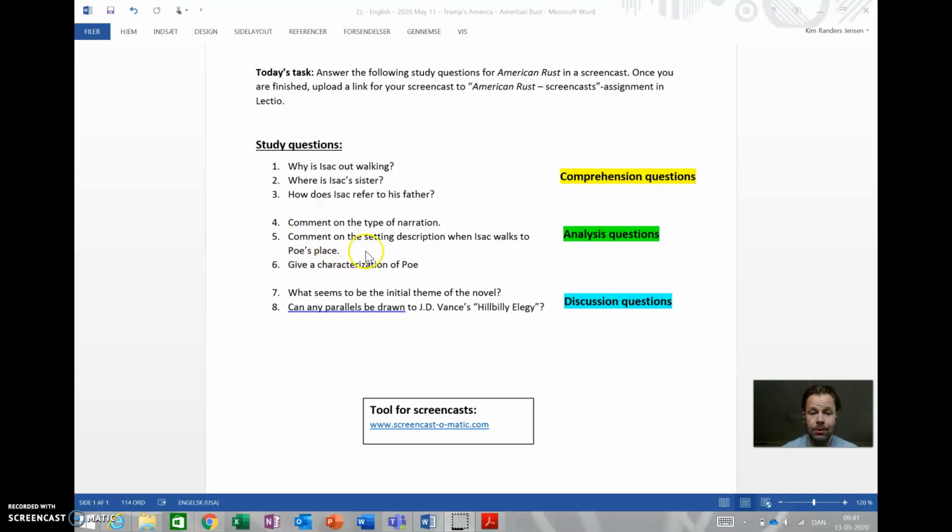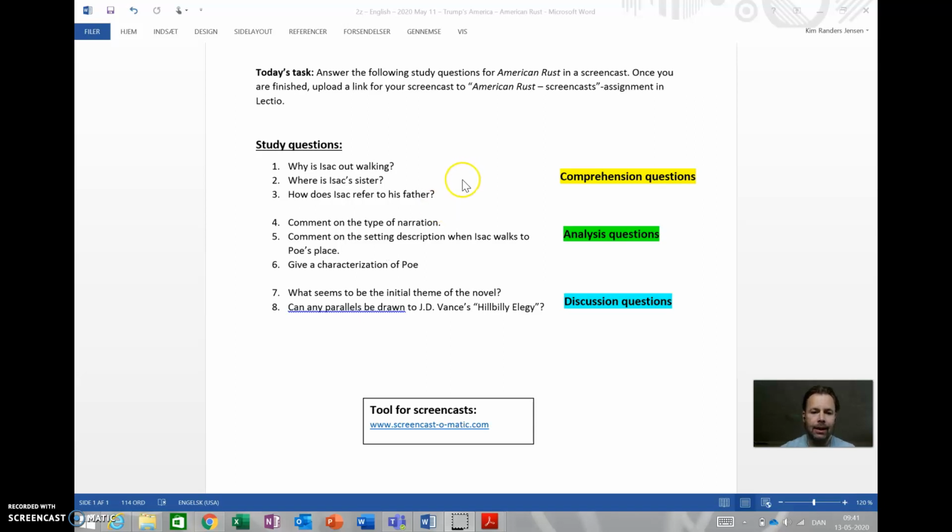Question 5, comment on the setting description when Isaac walks to Poe's place. Well, here we really see the desolate surroundings that are Isaac's environment. We see the abandoned factories and steel mills. We see the industrial wasteland, which is what Isaac is also running away from. So the setting is very important here, and definitely part of the theme of this despair that people suffer when they live in these regions of the U.S.